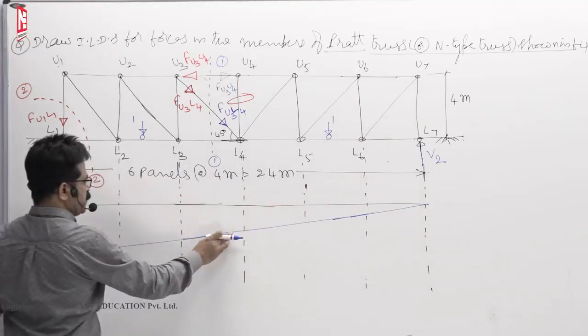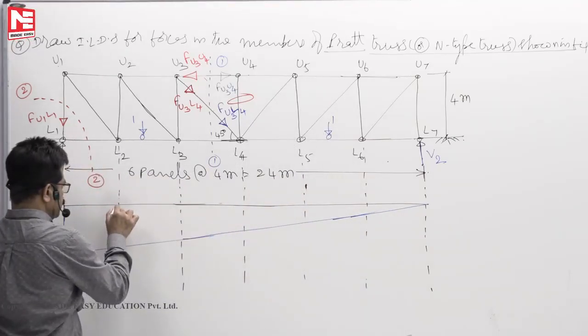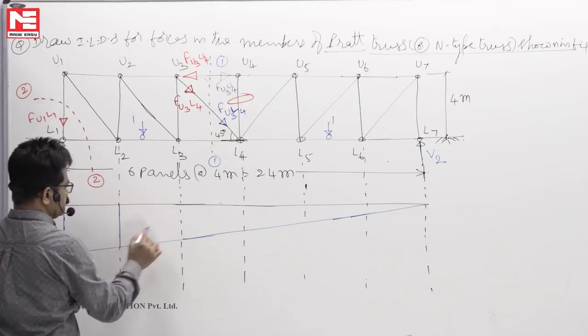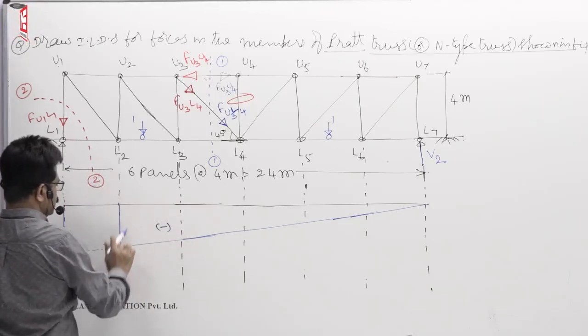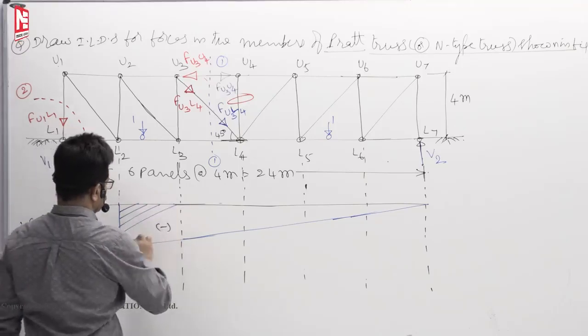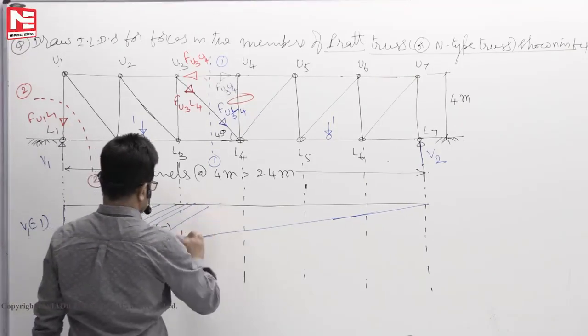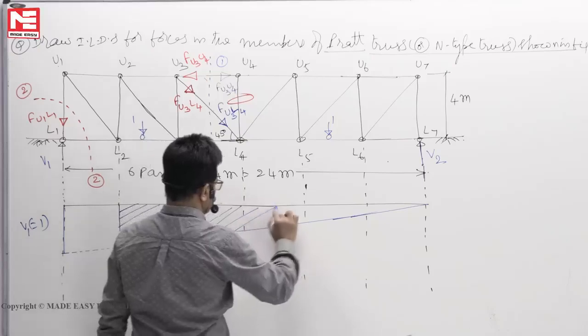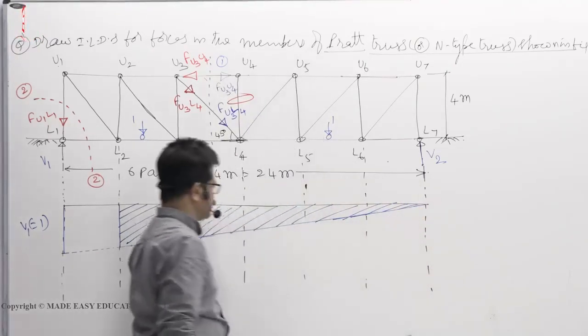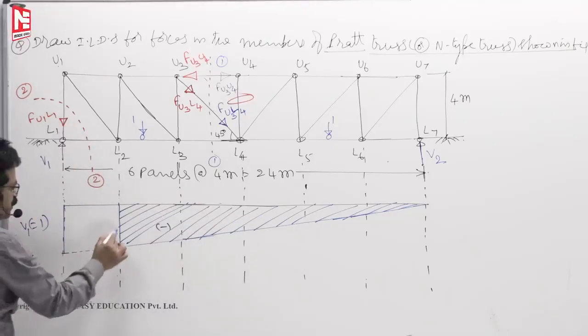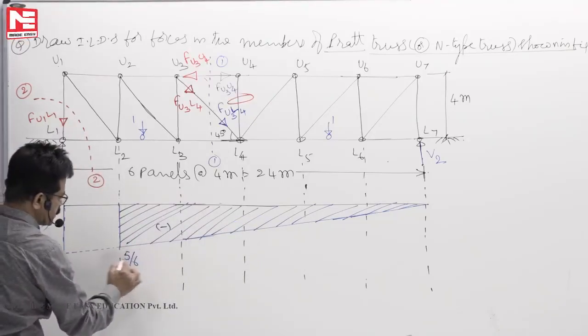Out of this, we have to consider up to here only, L2 to L7. This is minus, this is imaginary line. Remove that line. Like this. For 6 panels, 1, 5 panels, 5 by 6.